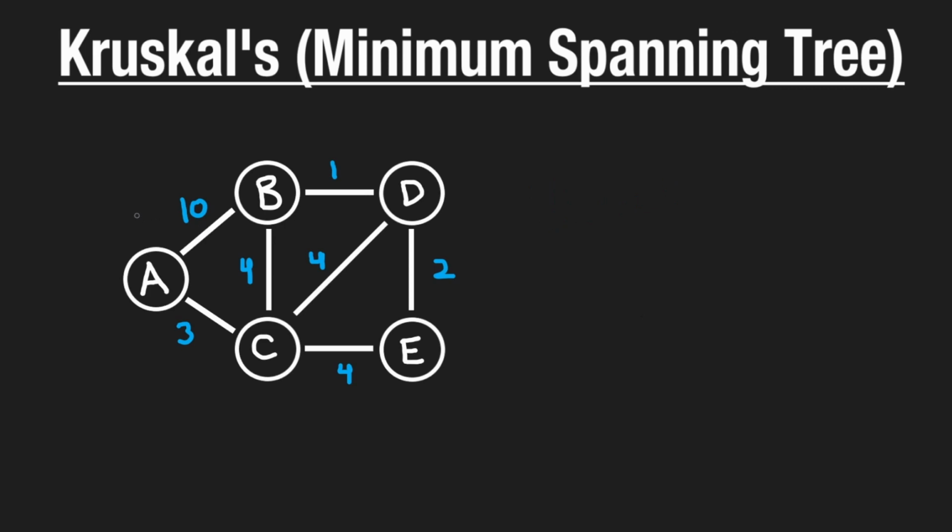The idea is similar to Prim's algorithm. We want to take minimum edges. We want to be greedy. We want to add the edges with the smallest weight because we want our minimum spanning tree to have the minimum cost of connecting all these nodes together.